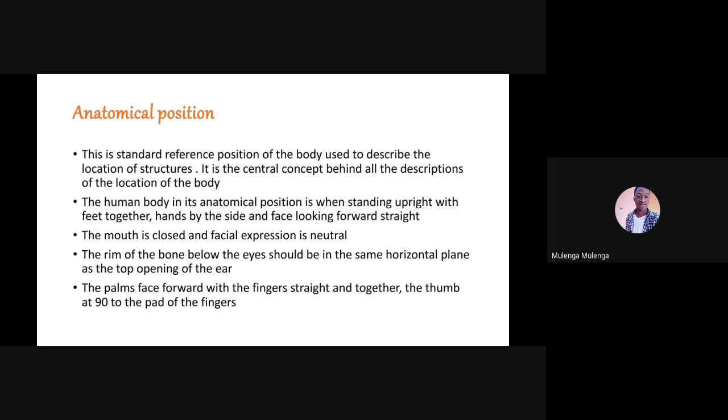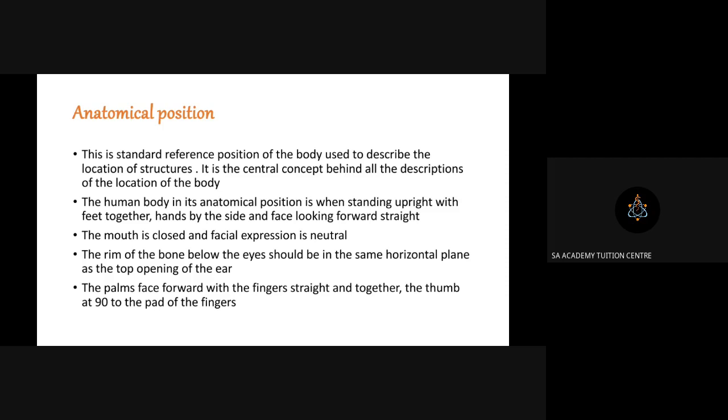Just to add to what he said: for the lectures, they are not regional, they are systemic. You are going to see how he's going to be teaching you. They'll be system by system. So the dissections will be regional. All right, thank you.